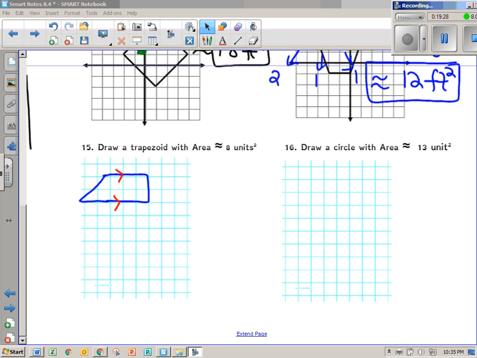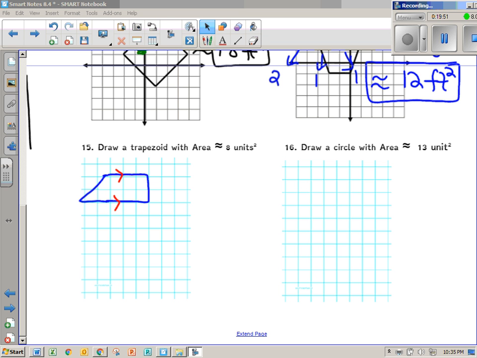Okay, the trapezoid is really pretty easy. Mine doesn't look perfect. Again, if you look at my notes that I posted for you, my key will look better. But there's 6 squares, or actually 7 squares, and then 2 halves of a square. So that gives me approximately 8.